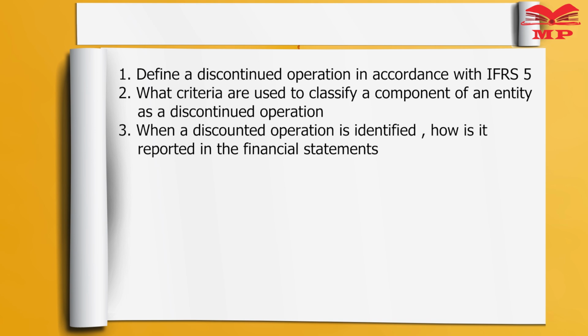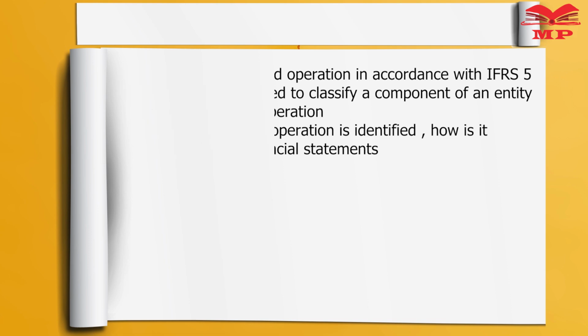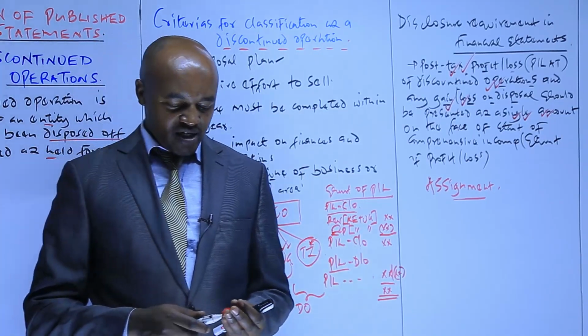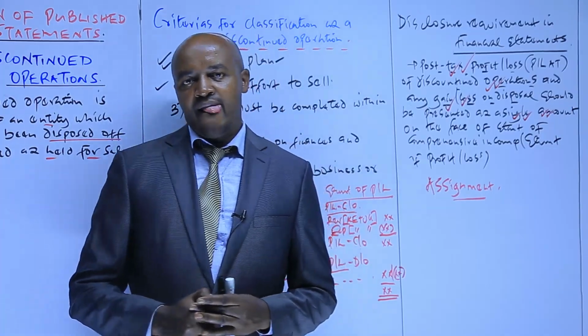The other question, number 3: when a discontinued operation is identified, how is it reported in the financial statement? So we have those 3 questions from this area. Therefore, make sure you attempt those particular questions.